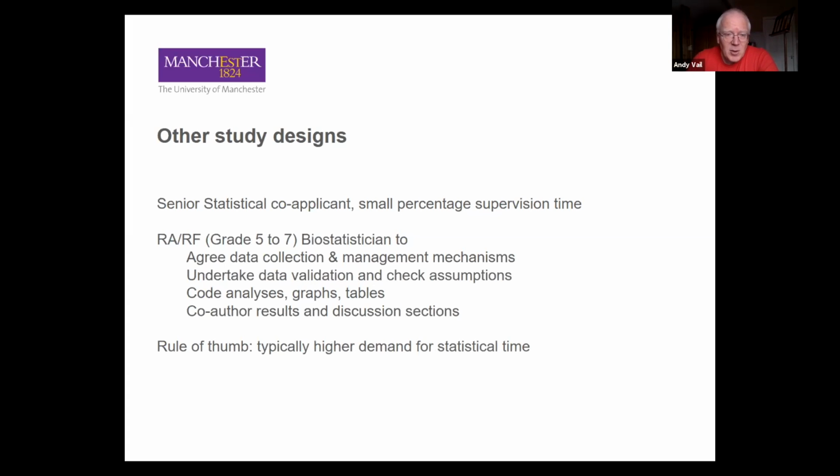For other statistical designs, you'll see almost nothing changed in that slide. So again, you'll need the senior statistical co-applicant. The research associate, research assistant, research fellow still has all those same things to do. There's probably not so much in the way of interim data monitoring going on as there is for the trial steering committees, trial management groups and data monitoring committees that are required for clinical trials. But still there's data validation to undertake and checking assumptions throughout. And typically, I would say, although it's not so well established, clinical trials are relatively easy from a statistical perspective. Other studies tend to require more statistical time rather than less.